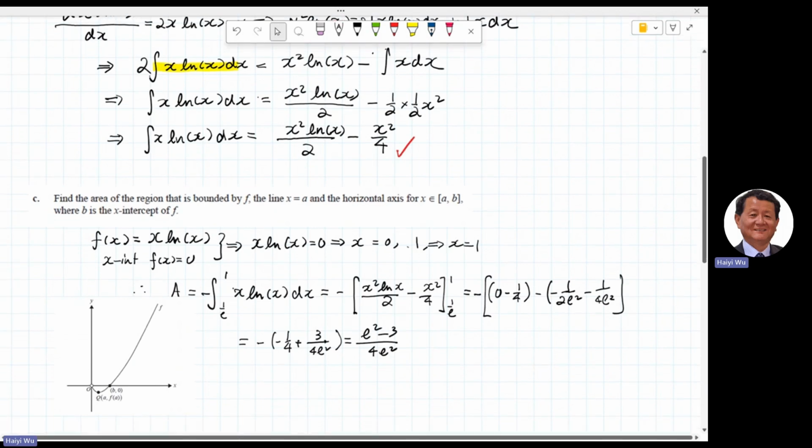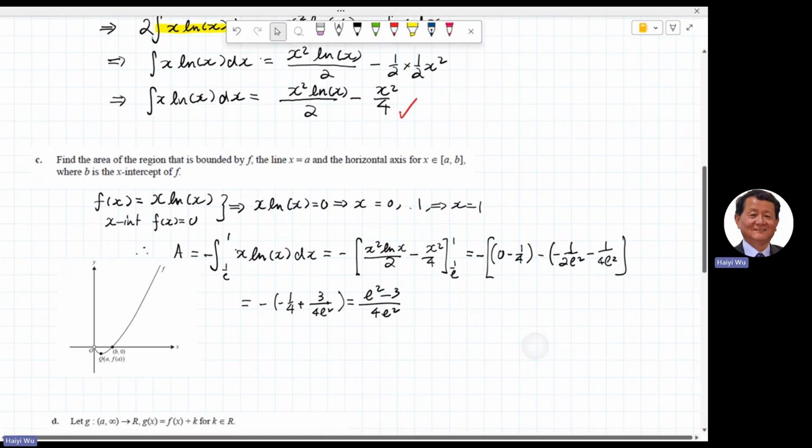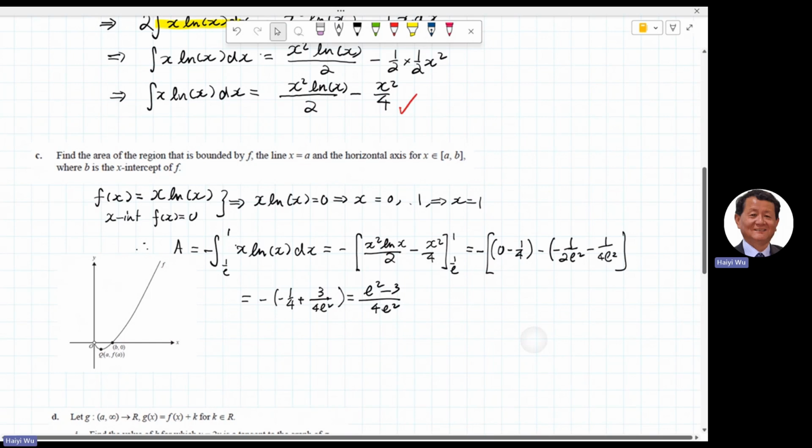All right, next question C. We have the area of a region bounded by f(x) and the x-axis, which is here. So basically we want to find that little area. Oh, actually, sorry, it should be on the right hand side if I draw this. So that's the area we want to find. We need to know what is the area of this particular shape.